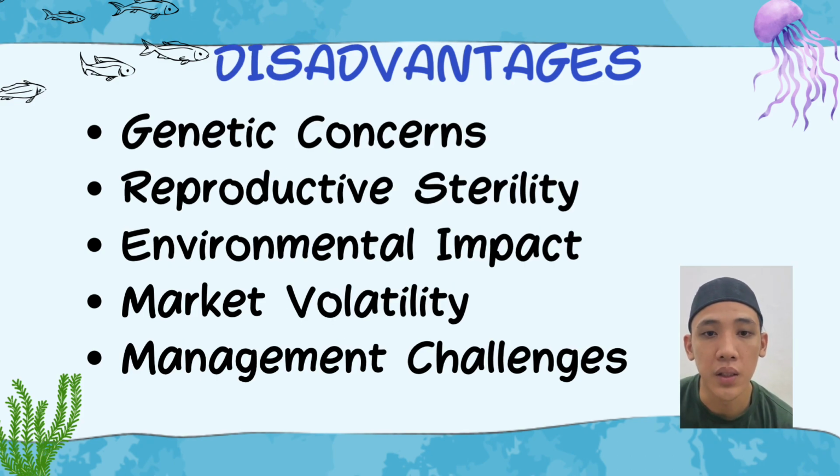Okay, so for the general disadvantages of the hybridization, or the hybrid giant grouper, the first one is genetic concern. Intensive hybridization may lead to a reduction in genetic diversity within the population, and it has the potential of making them more vulnerable to disease or environmental change.